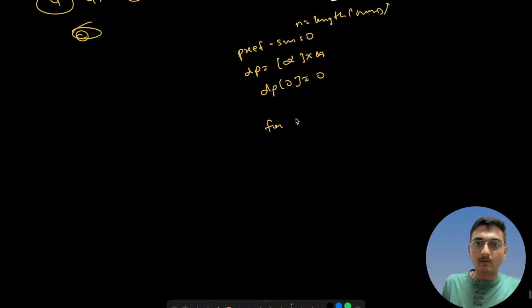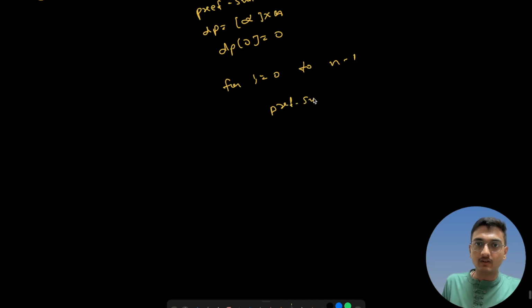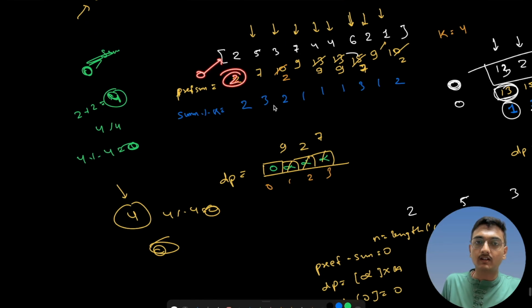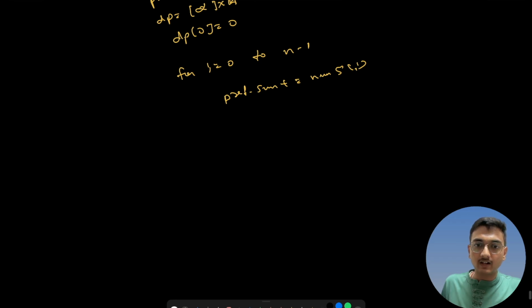So I can start from i equal to 0 to n minus 1. What I need to do is just increment my prefix sum first of all. Prefix sum plus equal to nums of i. So that's the same thing that we were doing here. 2 plus 5, whatever prefix sum is here, my prefix sum was 0, so 0 plus 2, I got a 2 here. Now the next thing we need to do is calculate the remainder. So remainder equal to prefix sum modulo k. Okay, superb.